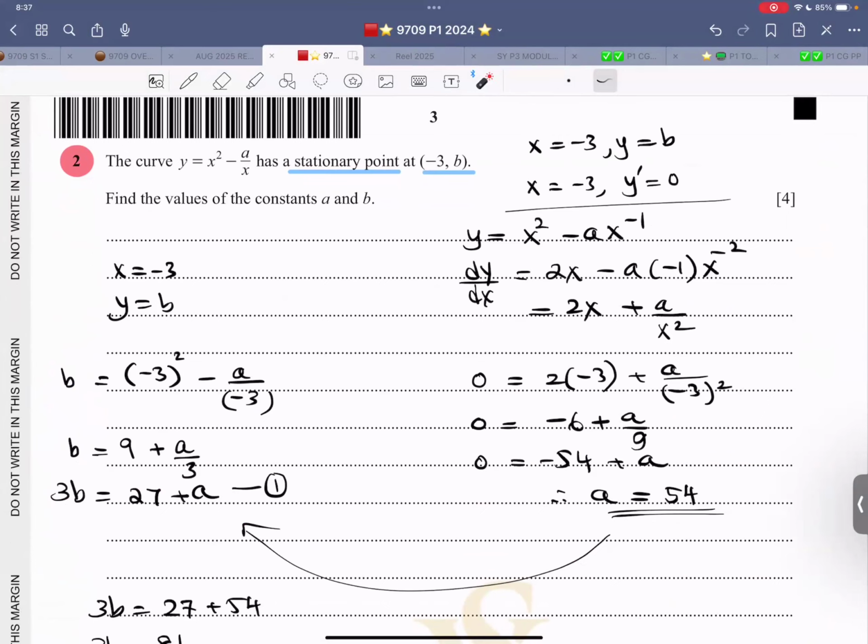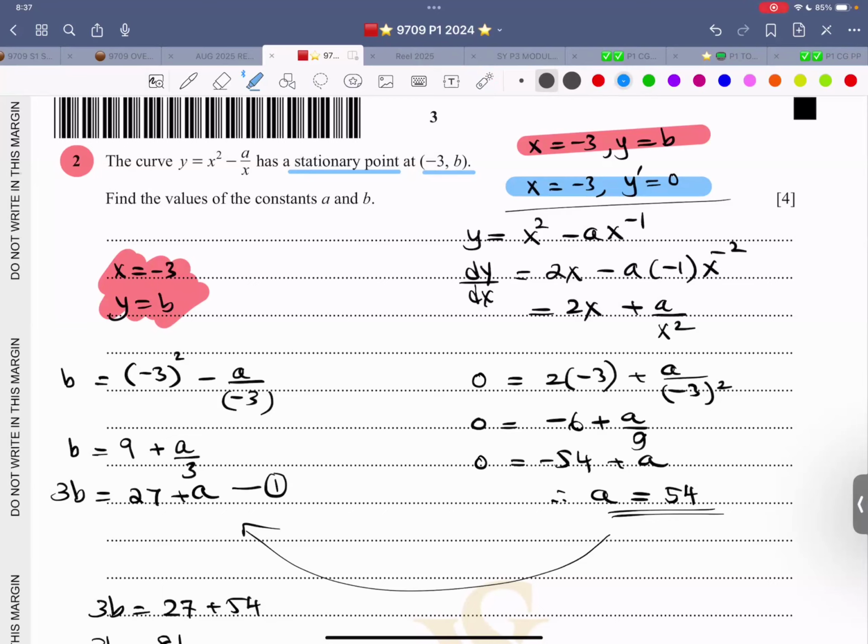Now it says the curve y is equals to such and such has a stationary point. So first of all, take this thing up at minus 3, b. So now these are the two conditions that you have. When x is minus 3, y is b, that is the first one. That goes in the original equation. And the second one, when x is minus 3, y prime is 0, that goes over here. Got the idea? So this goes in the original equation of curve.